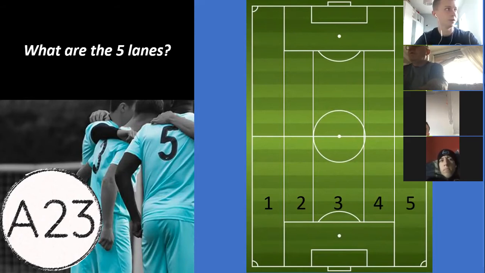They've also got different names depending on who your coaches are, what your team's philosophy is, or how their terminology is and what they want to say. So lane 1 and 5 could also be known as the wings. Lane 3 is also known as the centre. Lane 2 and 4 are also known as the half spaces. I'm sure you guys have come across that.